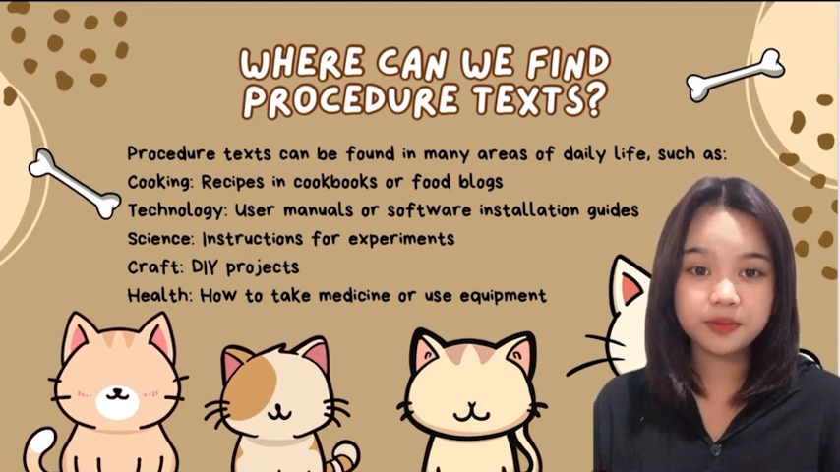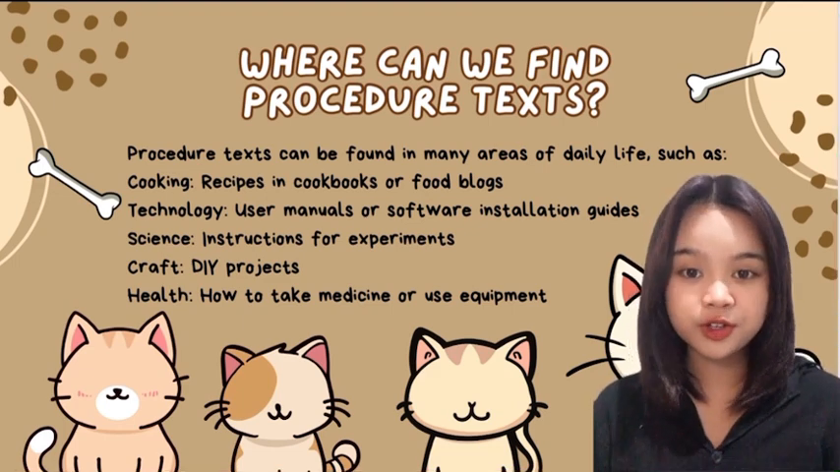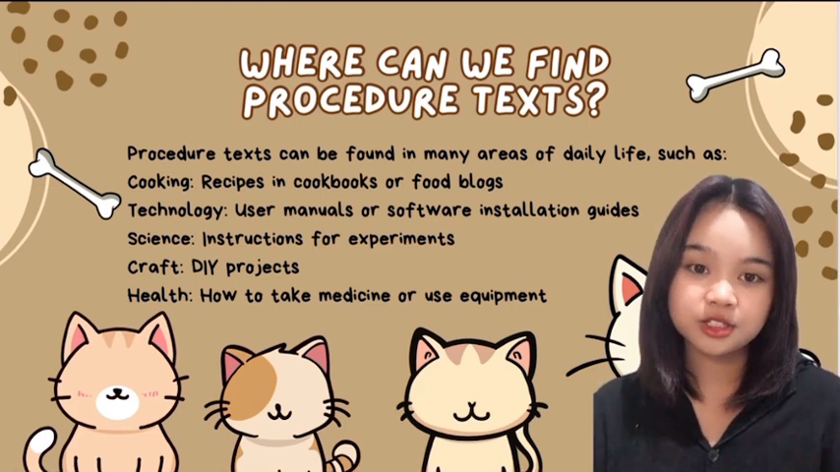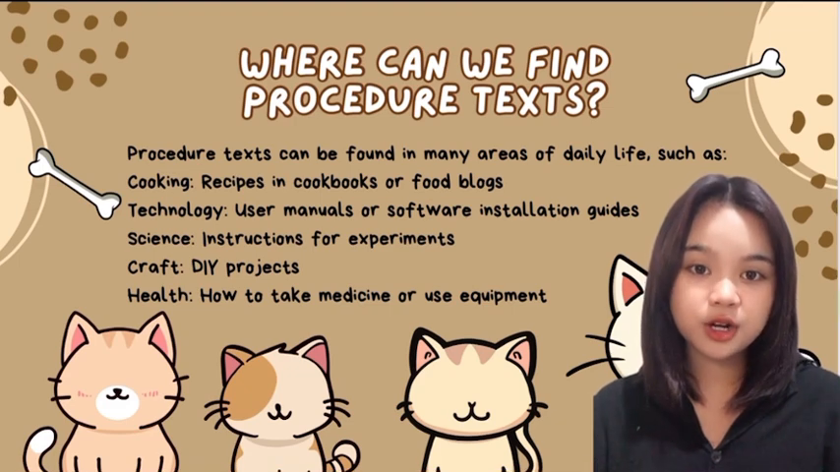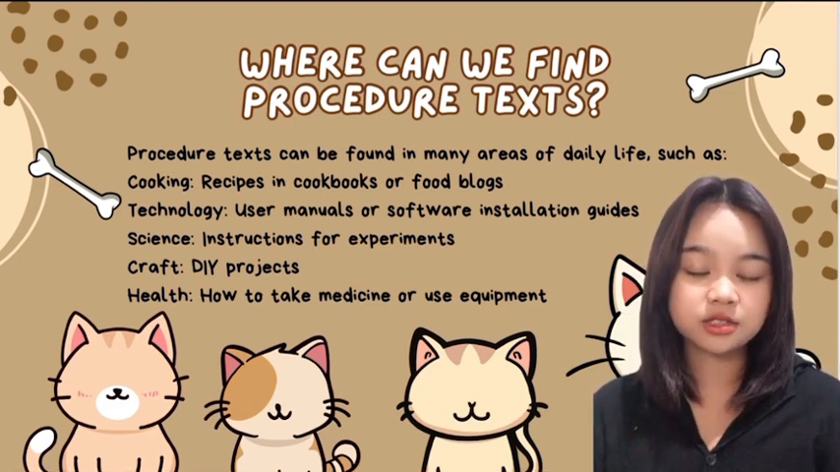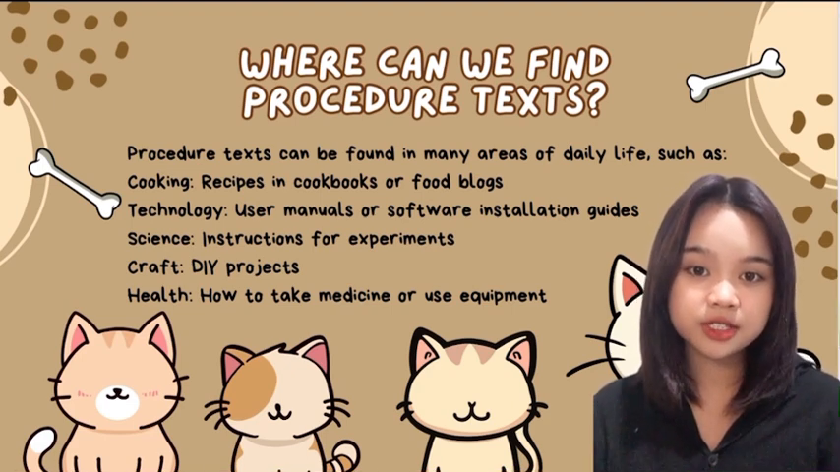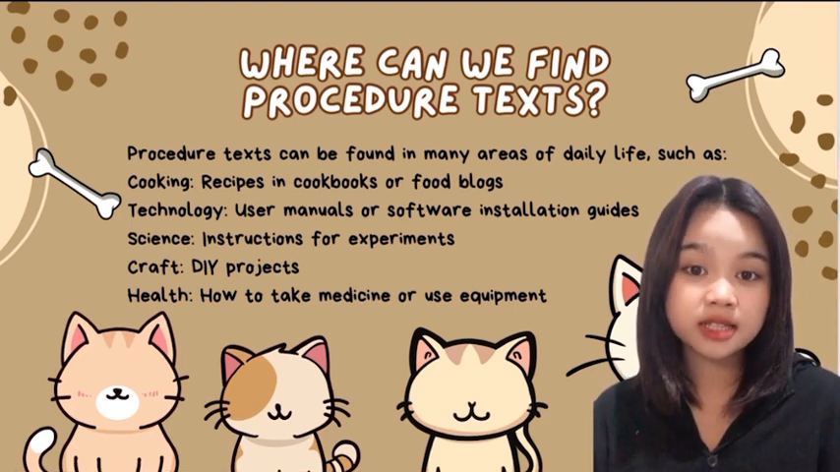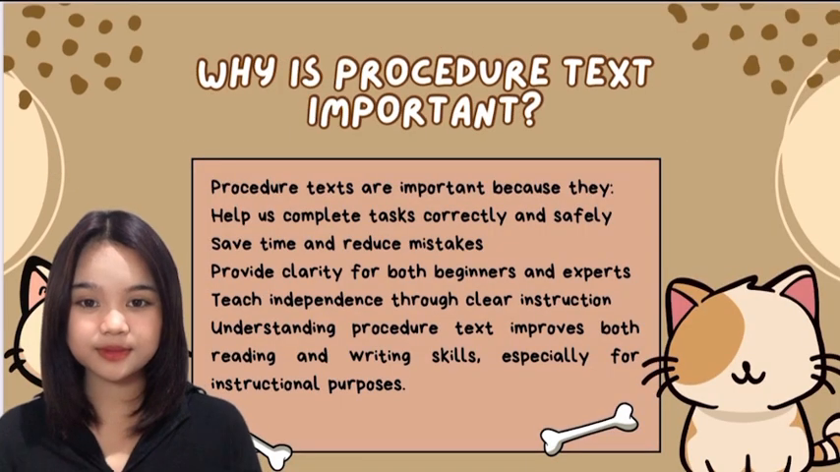Procedure text can be found almost everywhere in daily life. For example, in cooking recipes, science experiment steps, computer or phone manuals, and even in medical instructions. They help us do many different things by giving us step-by-step directions.